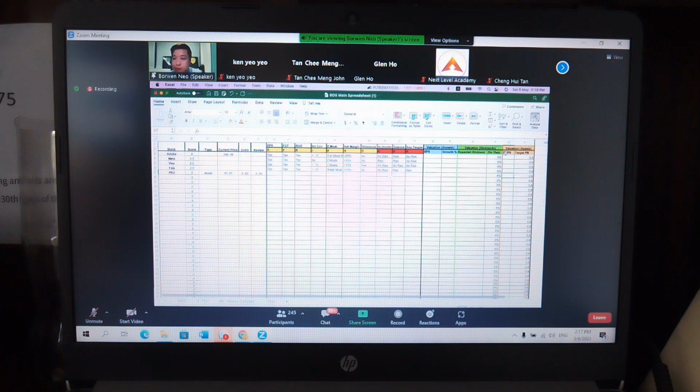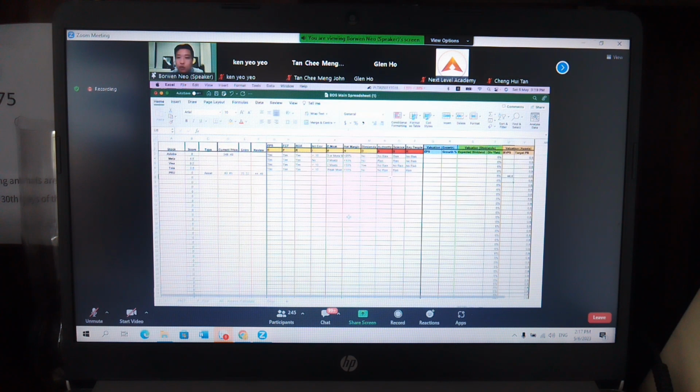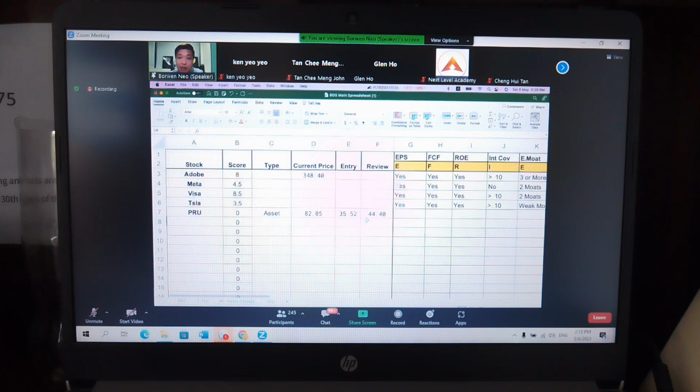Under BVPS, book value per share, we put in the number just now, 44.4. Am I correct? Yes, 44.4. Now if I go back to my spreadsheet, you will realize this is automatically calculated. So if I want to enter, technically I should enter 20% below the book value per share, which is $35. But right now the share price is $82. So is it undervalued or overvalued?